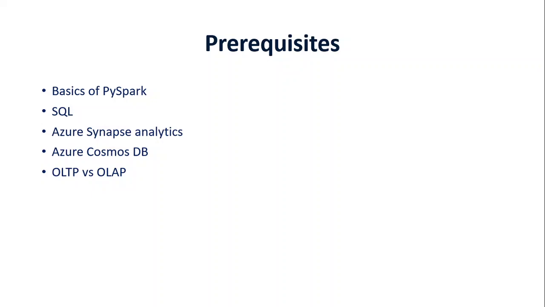And last, a basic understanding of OLTP and OLAP. OLTP basically captures, stores, and processes data in real time, and it works in collaboration with the applications. And OLAP is where data is stored in a warehouse, and then analysts write complex queries to analyze this data.